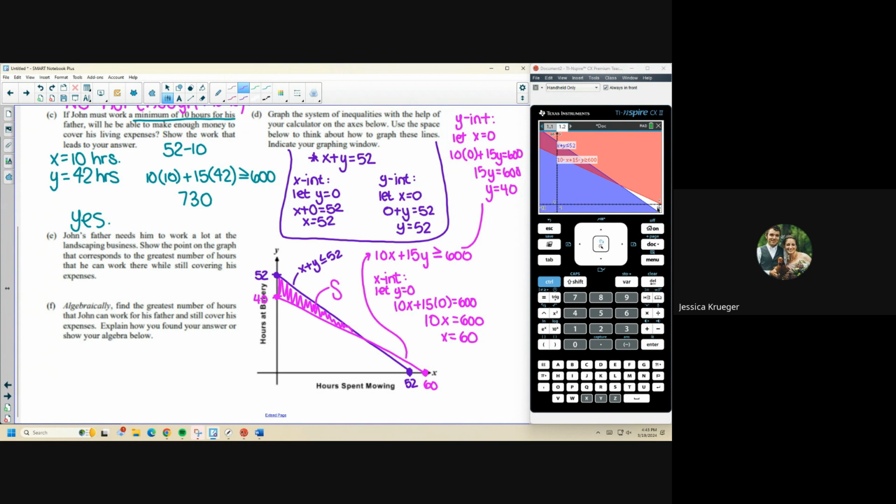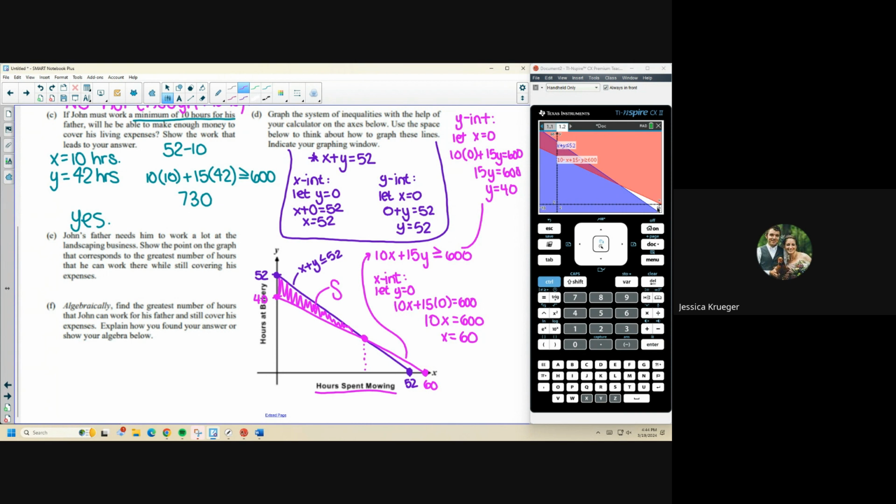John's father needs him to work a lot at the landscaping business. Show the point on the graph that corresponds to the greatest number of hours he can work while still covering his expenses. So hours spent mowing, I want to know the greatest number of hours he can spend. So it's going to have to be in this solution set. So it's furthest to the right. It looks like it's at the intersection point.